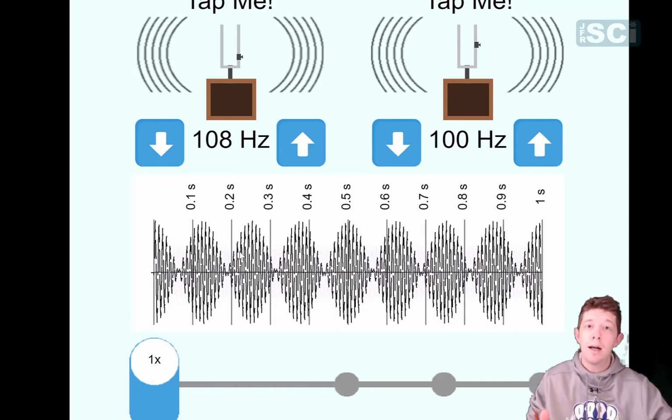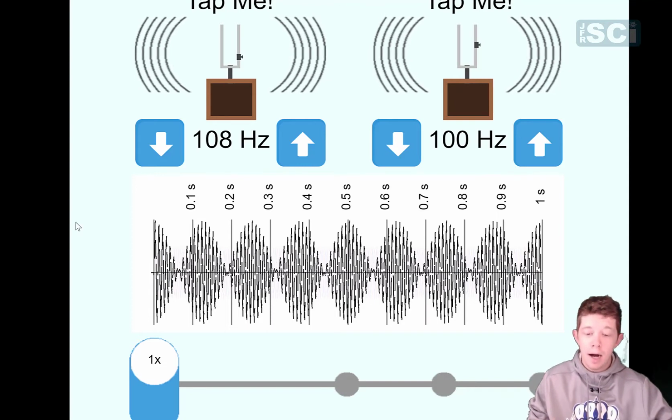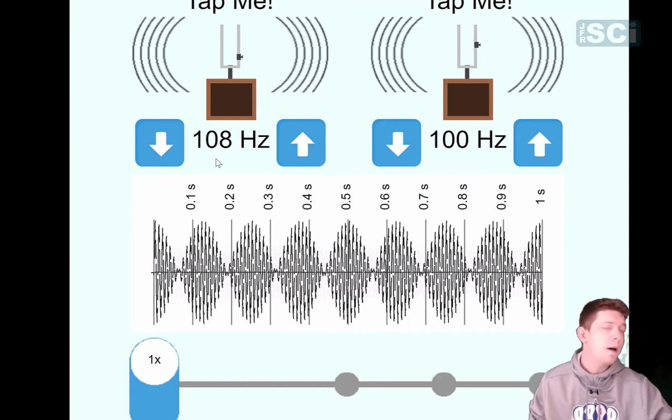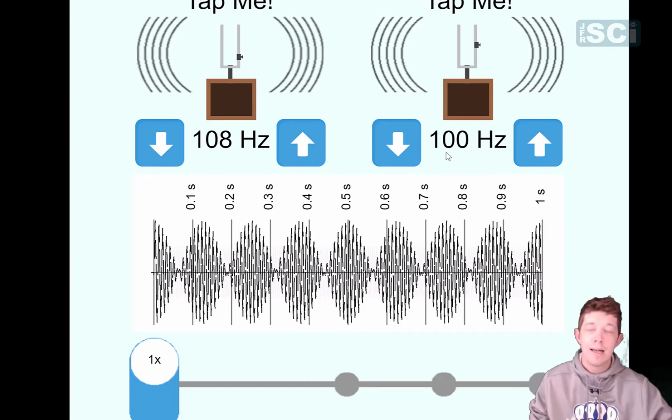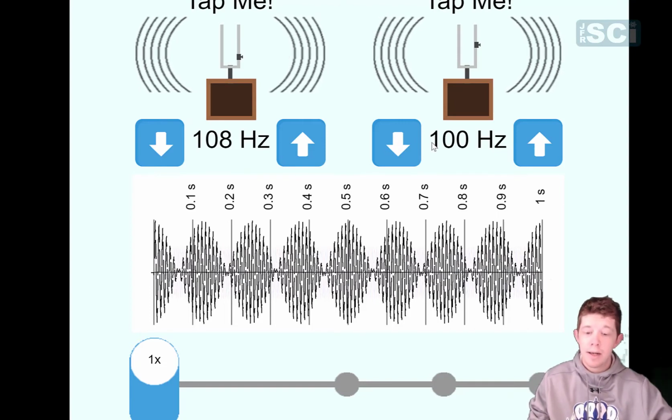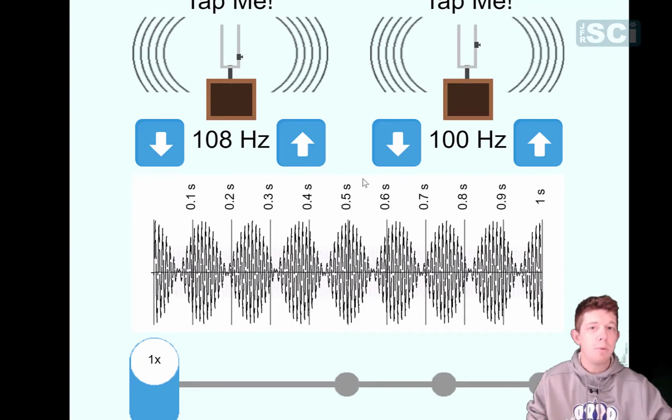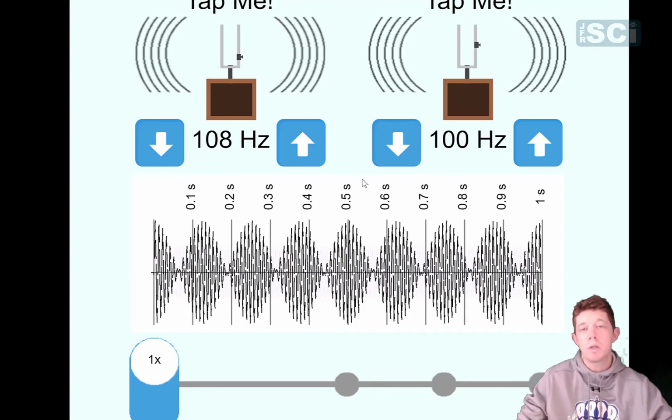So you'd hear the difference between these two tuning forks. Now, where does that 8 come from? Well, you'll see here that the difference between the frequencies is 8 hertz. Now, let's go back to our lesson and see the algebraic expression to explain what's going on here.